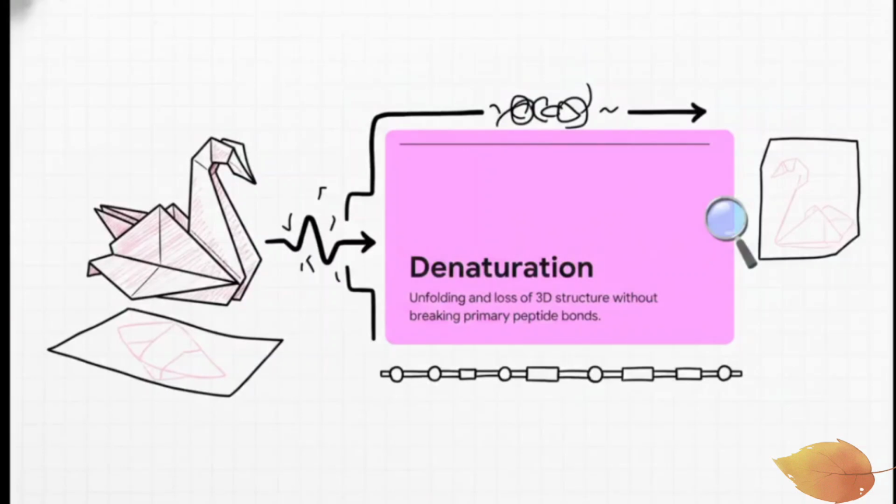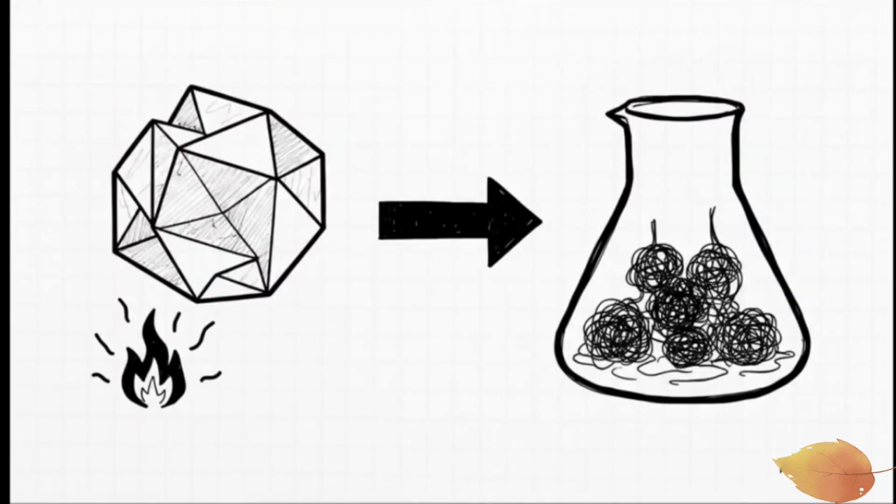without breaking the actual peptide bonds. It's kind of like taking an intricate origami swan and unfolding it back into a flat piece of paper. The paper is definitely still there, but the functional shape? Totally gone. And when exposed to environmental triggers, like excessive heat, for example, the consequences are severe.